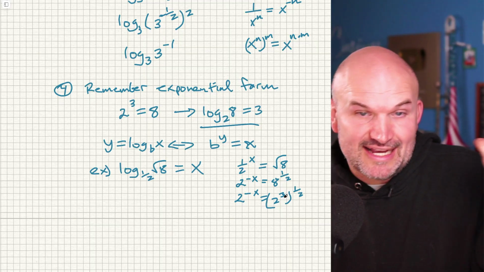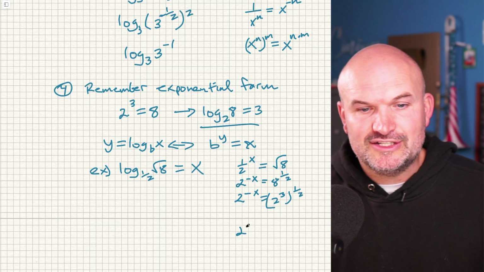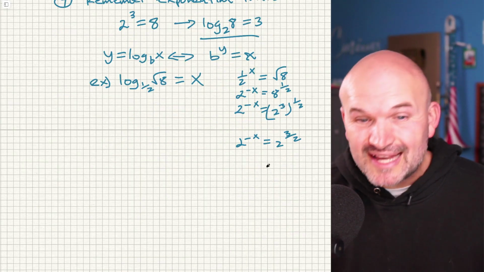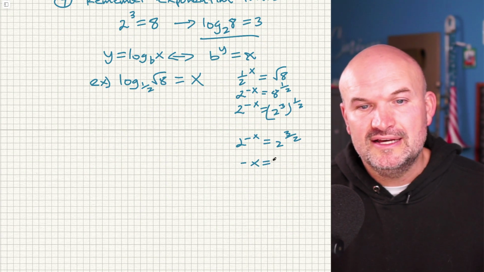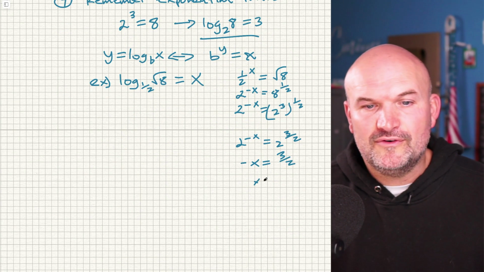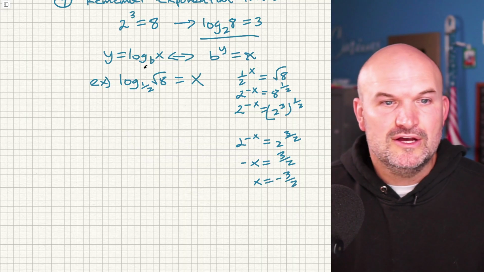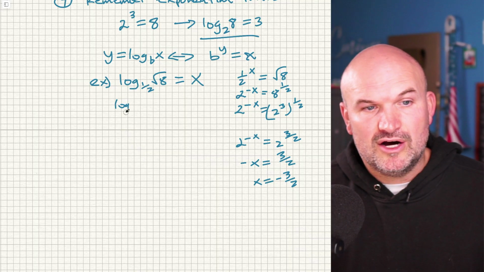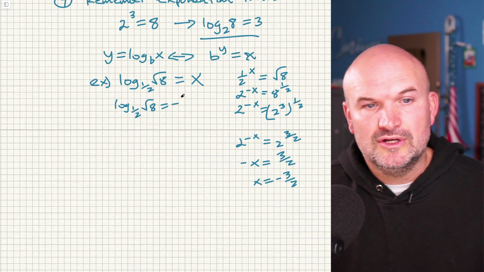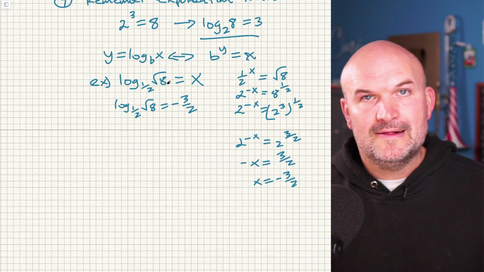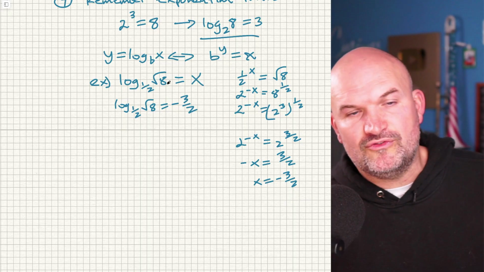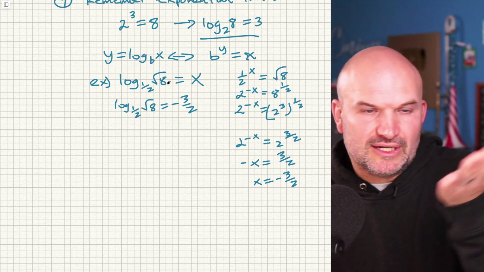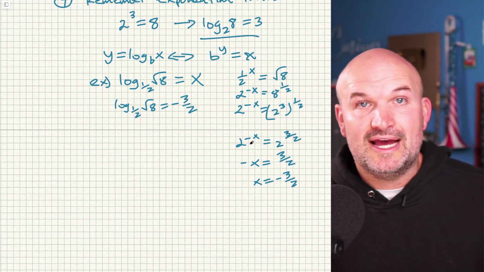Again, rules of exponents, I can multiply these straight across, and I get 2 to the negative x is equal to 2 to the 3/2. And now, ladies and gentlemen, I can say negative x is equal to 3/2, and therefore x equals negative 3/2. So by evaluating this, I can now say the logarithm base 1/2 of the square root of 8 is equal to negative 3/2. So a lot of times using this exponential form can help you not only understand logarithms and what you're trying to do, but it can also help you with evaluating as well as some solving.